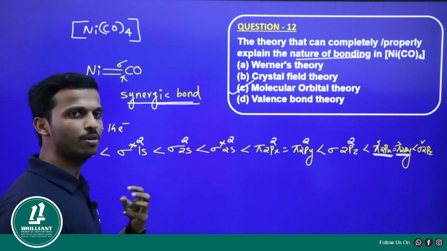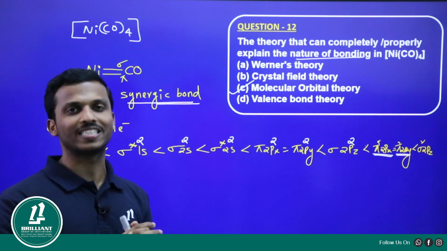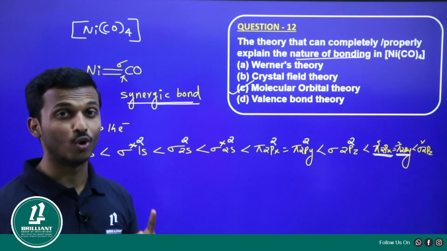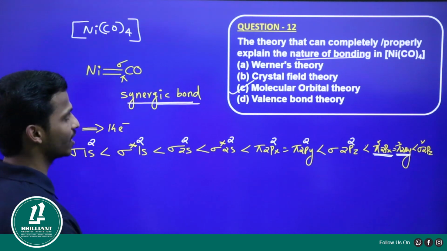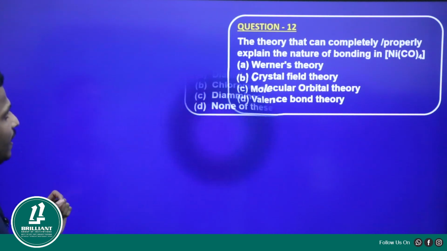So this synergic bond, or the nature of bonding in metal carbonyl, is explained by MOT, molecular orbital theory. So your answer is option C. Okay, let's go to question number 30.